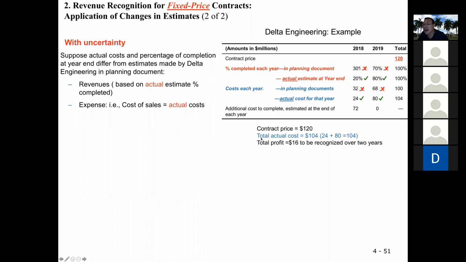The total actual cost, not planned cost, not estimated cost, the total actual cost is 24 plus 80, 104. Okay, that's the total actual cost. The total profit is the difference, 16. That needs to be recognized over 2 years. Okay, does this make sense? You use the actual numbers, not the numbers on the planning stage, right?